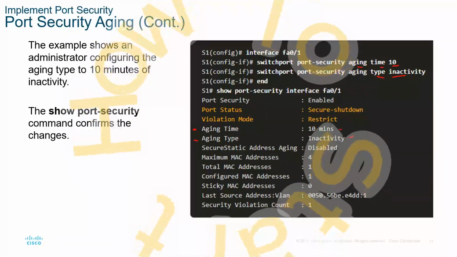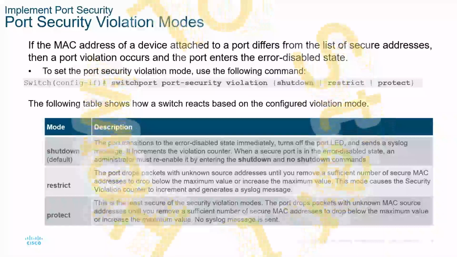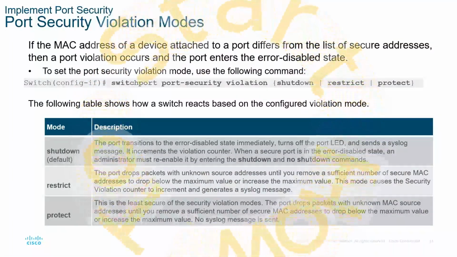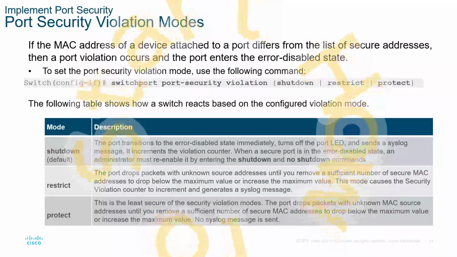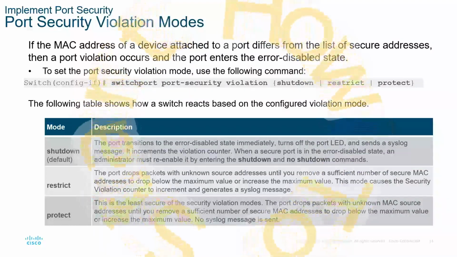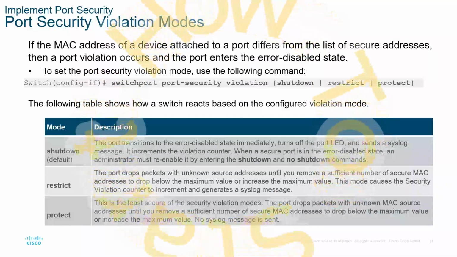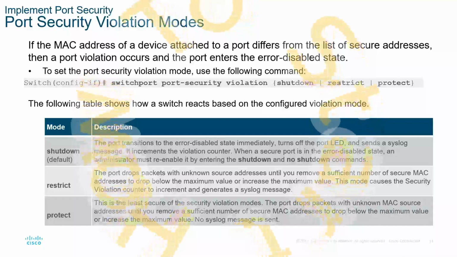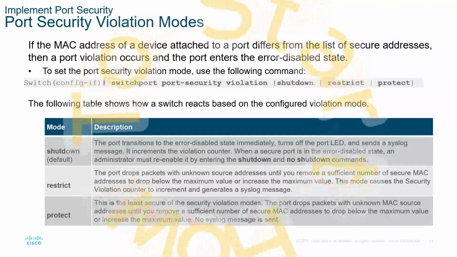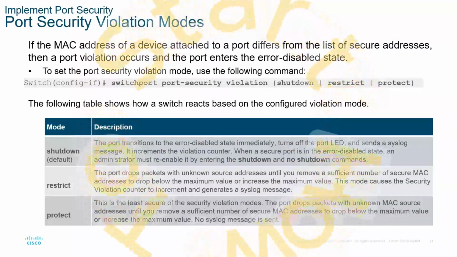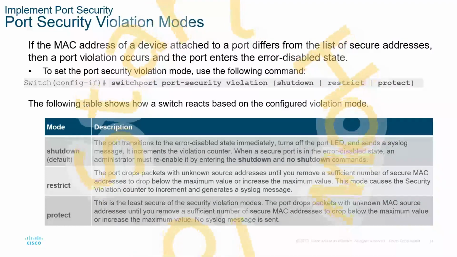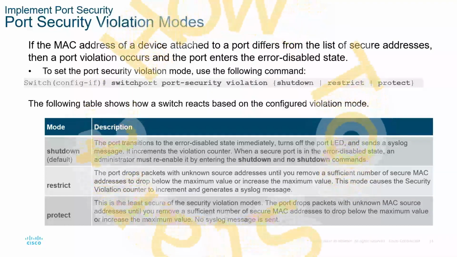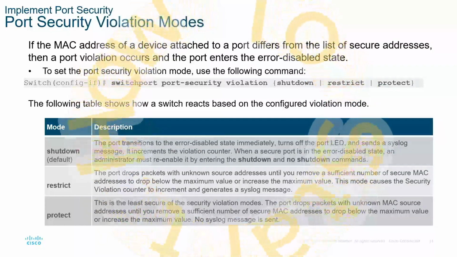So what about these different types of violation modes? Violation modes come in three main flavors: shutdown, which is the default, restrict, or protect. With shutdown, if a MAC address that is not configured is plugged in, the port will transition to an error disabled state immediately and turn off the port. You actually have to go back into the port and re-enable it. Issue a shutdown and then issue a no shutdown and turn that port back on.